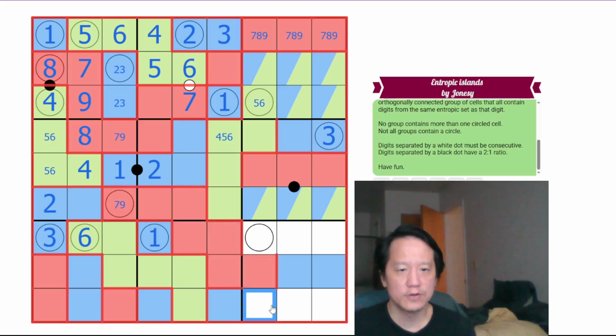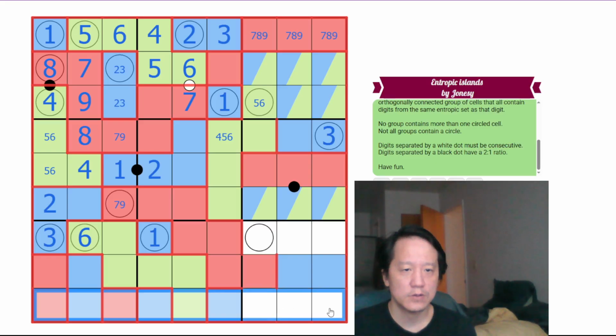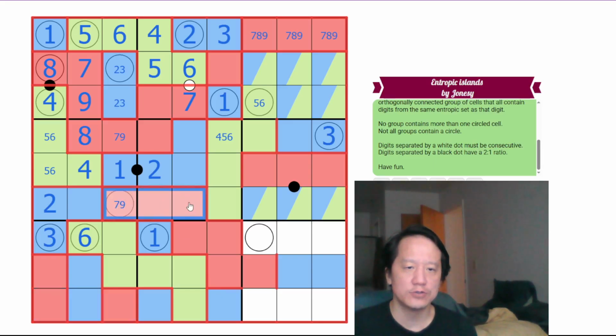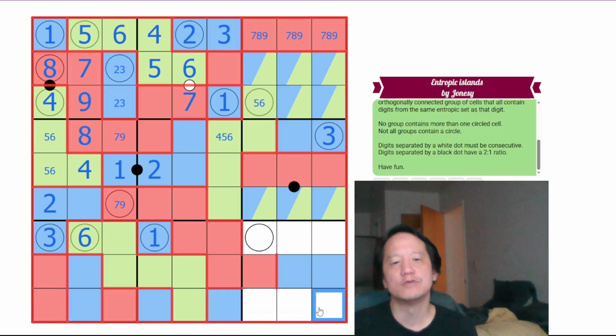6, 7. We have 3 lows already in. We have 3 lows in row 9. We also have 2 highs in row 9. So if we tried to make this 9, 1, 2, 3, 4, 5, 6, 7, it can't go here because that's a circle. So it'd have to go here, but then we can't extend another one because that would be 4 highs in row 9.